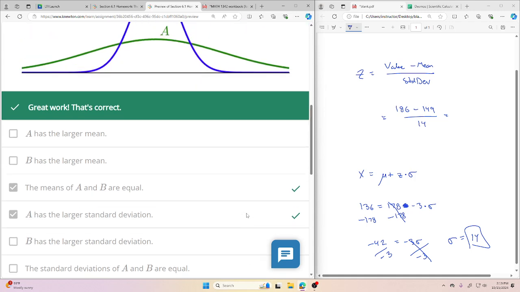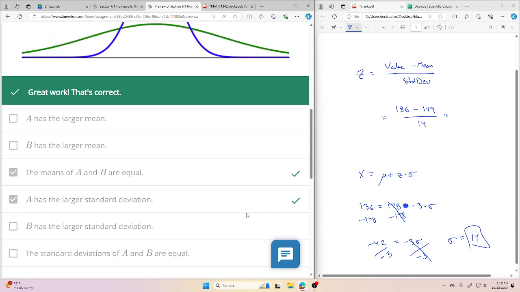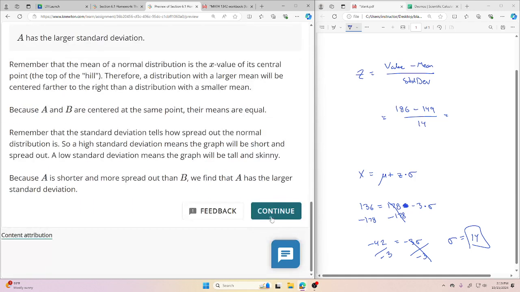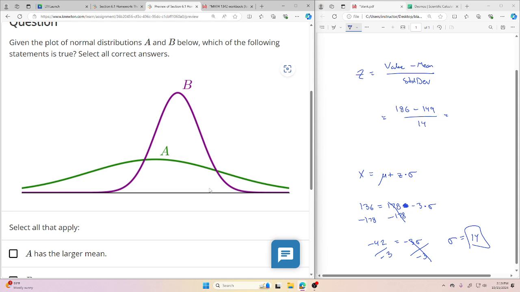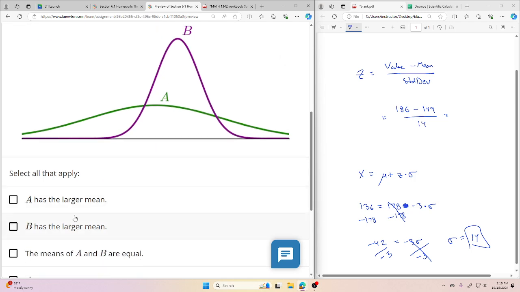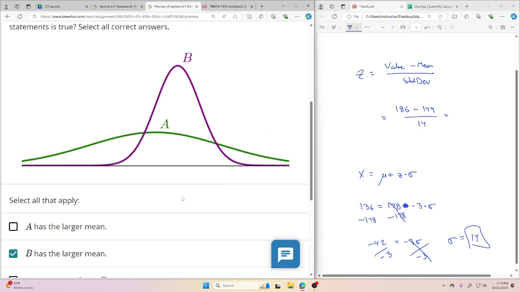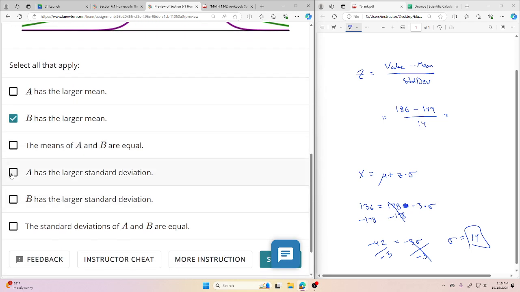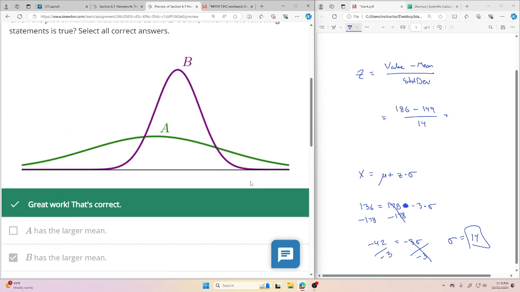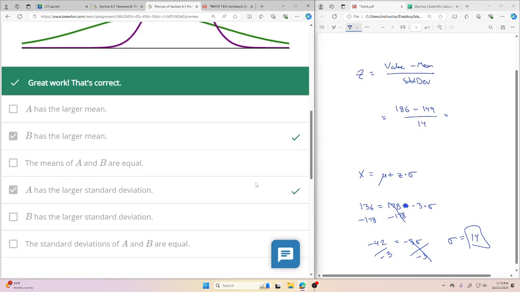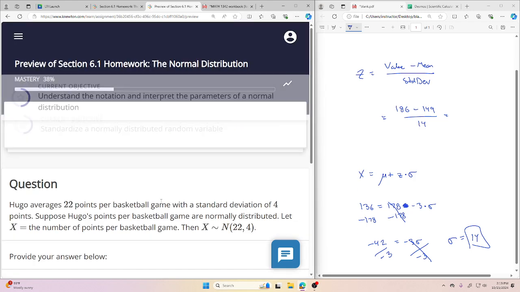There we go. Very, very straightforward. So I'm glad we saw that again. Oh, I love this. Okay, so the middle. Who has a larger middle? B, because it's further on the right side, number line-wise, right? So B has a larger middle. Who has more spread? A has more spread. There we go. Straightforward. Awesome.